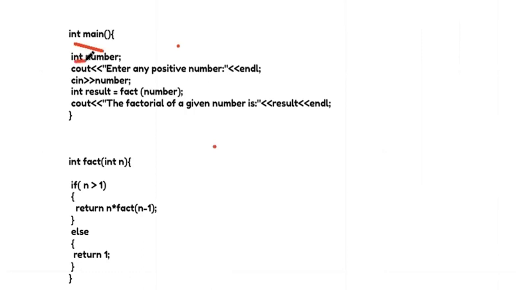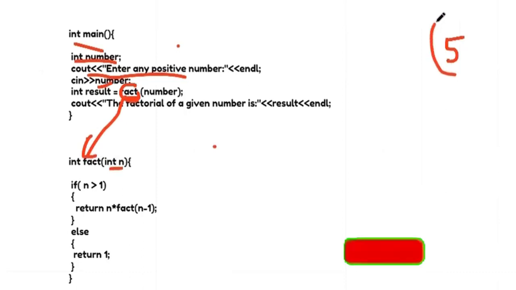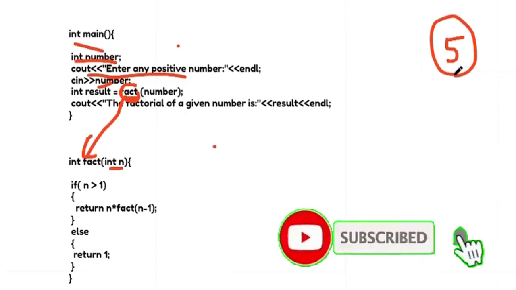So first we have declared the variable as number. We are going to ask the user to enter a positive number. Let's say the user enters the number 5. That will be collected, and then here we are going to call the function fact. What is the function here? Fact. It's here. As soon as it sees the function name, it will come here. Integer n, what is this? The value that we have collected from the user, that is 5.